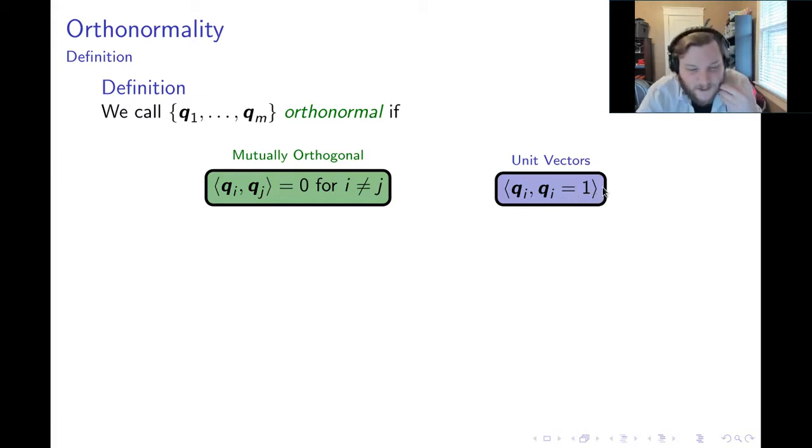So I made a little typo here. This angle sign should be enclosing the two vectors together. So we say that a list is orthonormal if any two of the vectors are orthogonal to each other and each of the vectors is a unit vector.